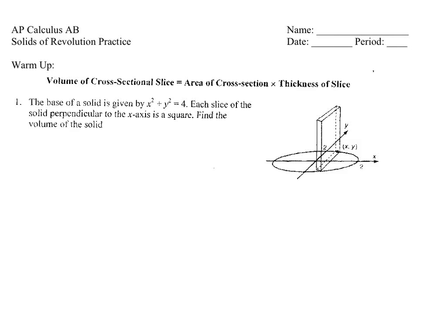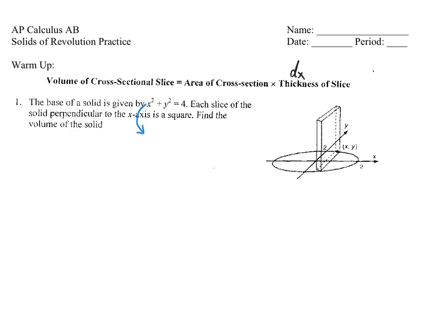Alright, so now that you've gotten a chance to look at this one, let's go ahead and try to tackle this here. Remember, the volume of a cross-sectional slice is the area of that cross-section times the thickness. Remember, the thickness is what we're going to use as either the dx or the dy. Okay? Now, a couple of details we need to pick out here. First of all, the base of the solid is given by x squared plus y squared equals 4.